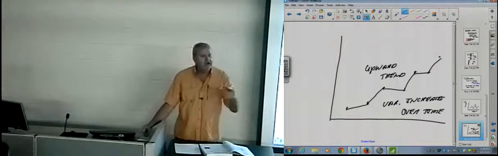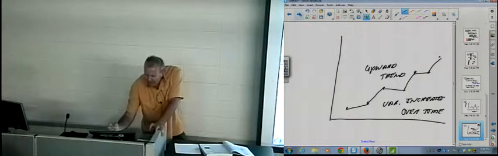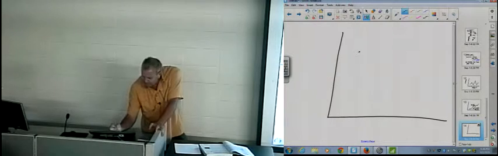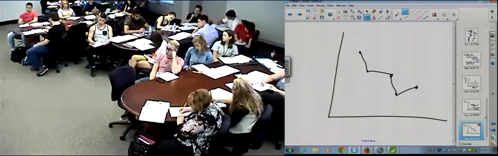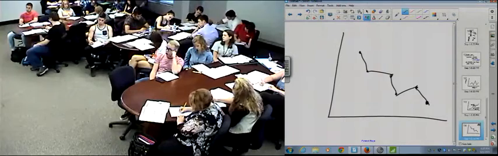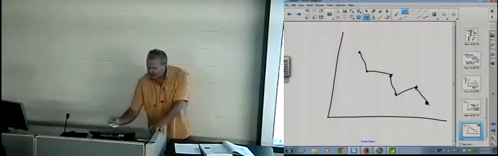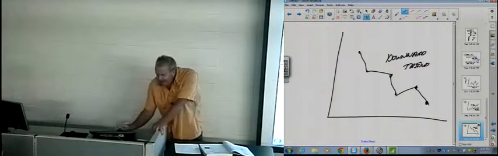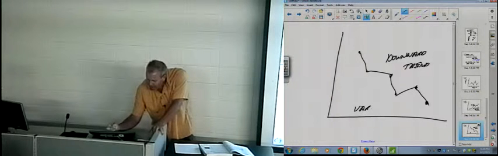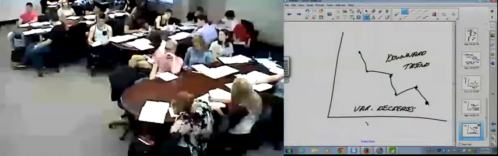That's an upward trend. Another trend I would be looking for in a time plot is that's just the opposite, right? That's not an upward trend. You're reading the graph from left to right. That is a downward trend. What does that mean? That means the variable decreases over time.